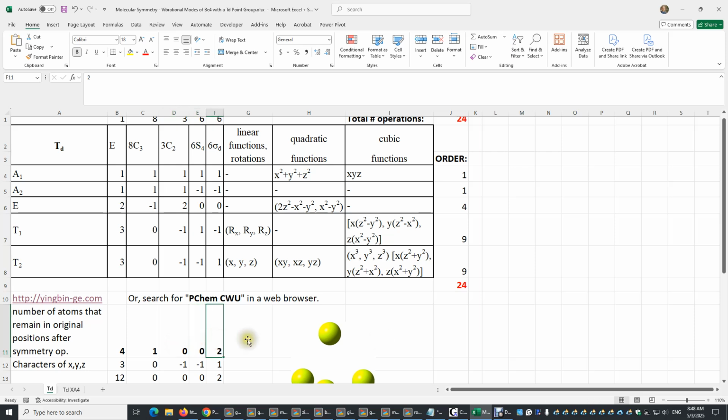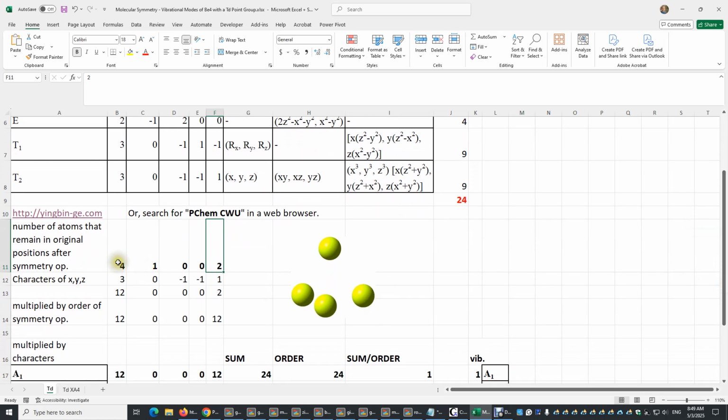What about sigma D? Each sigma D contains 2 atoms, and these 2 atoms will remain in their original positions after this sigma D symmetry operation. That's why we have these 5 numbers. And now we find the characters of x, y, and z. It's here, so it's going to be 3, 0, -1, -1, plus 1 over here.